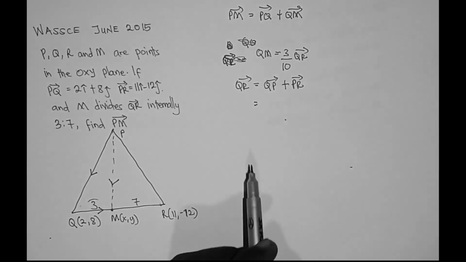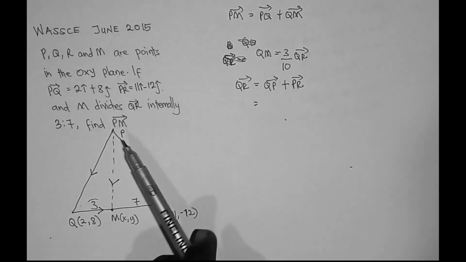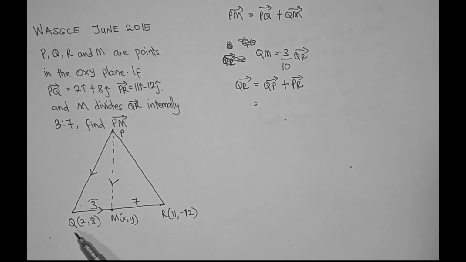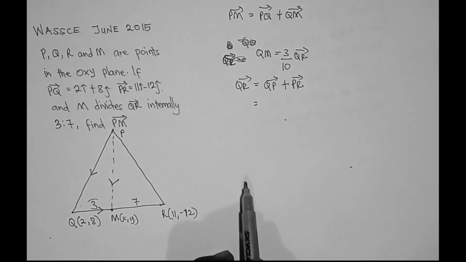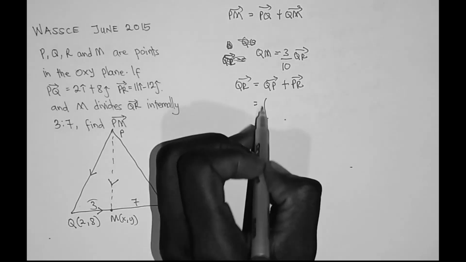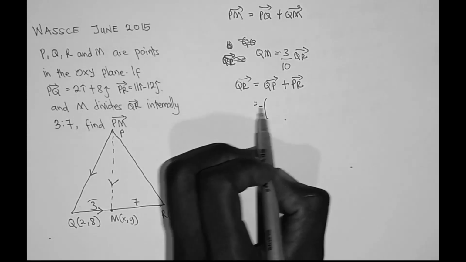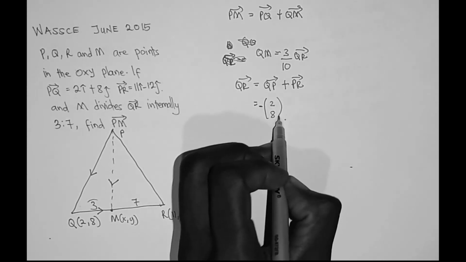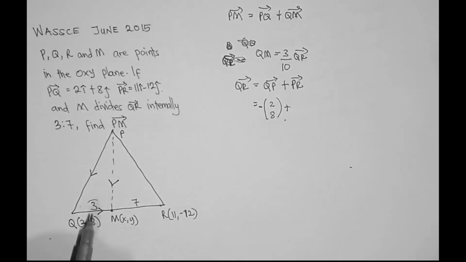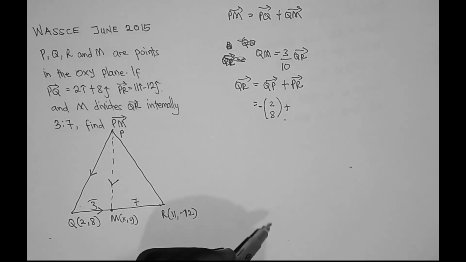So what is the vector QP? The vector is moving from P to Q. So QP will just be the negative of PQ. So this is equal to the column vector. Instead of 2, 8, we just write minus 2, minus 8, and then plus PR. PR is this vector 11, minus 12.